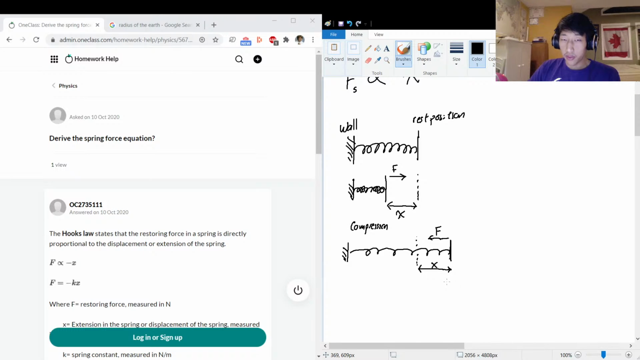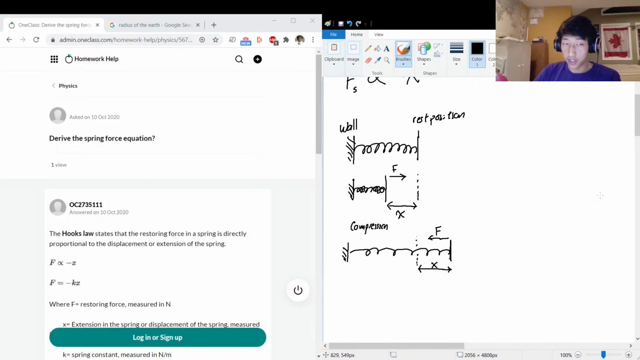So we can go with the convention that whichever way you have your x is positive. Compression is a negative x, because we're going closer together. You're going to have a force in the opposite direction to the one in which you're compressing, right? So yeah, it's good to visualize them first.